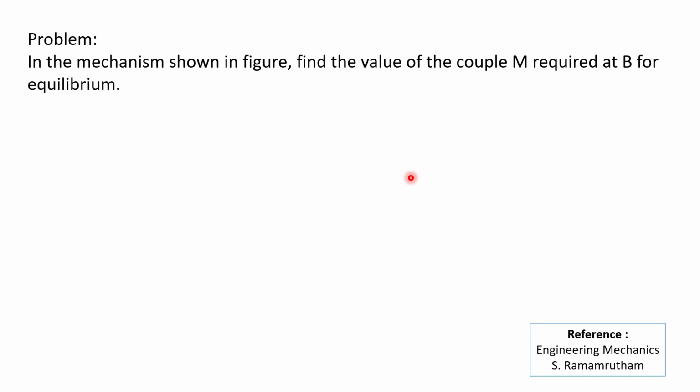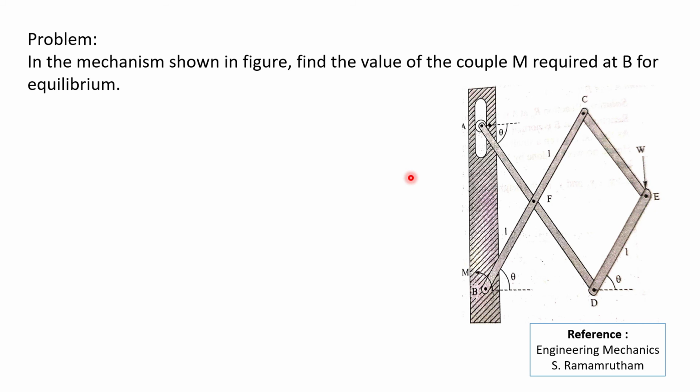Again we have a simple mechanism, dear student, shown here in this figure, and we have to find out the value of the couple M required at point B, to acquire the equilibrium condition. A similar problem we have solved, dear student. I hope you can find out the relation easily and we can get the solution.